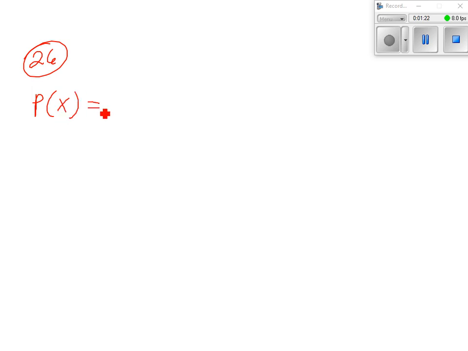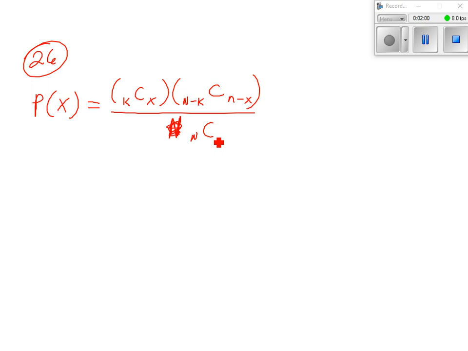equals, somebody help me out and read that to me. K C x, close the parenthesis, times N minus K C, little n minus x, and then close, over big N C little n.